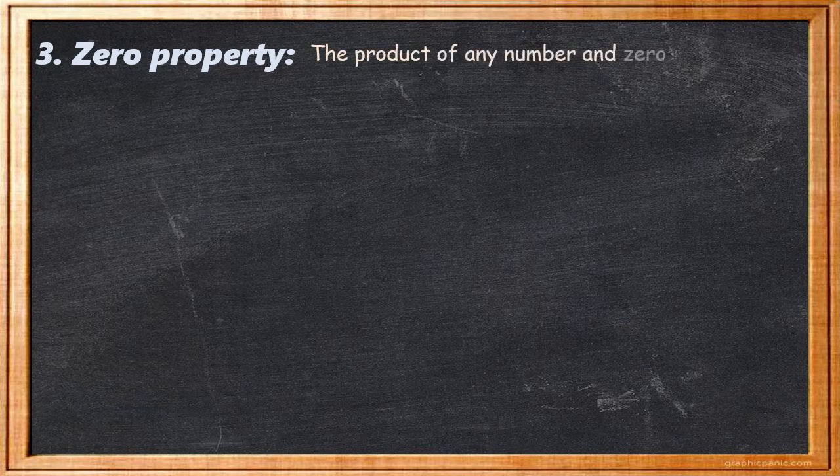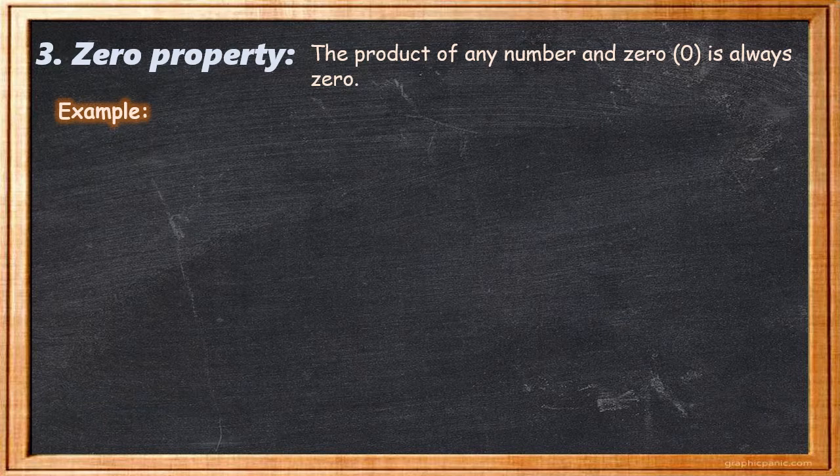Now children, let's see what our third property is. Zero property. The third property is zero property. Zero property means whenever we multiply any number with 0 or 0 with any number, the product will always be 0. The product of any number and 0 is always 0.